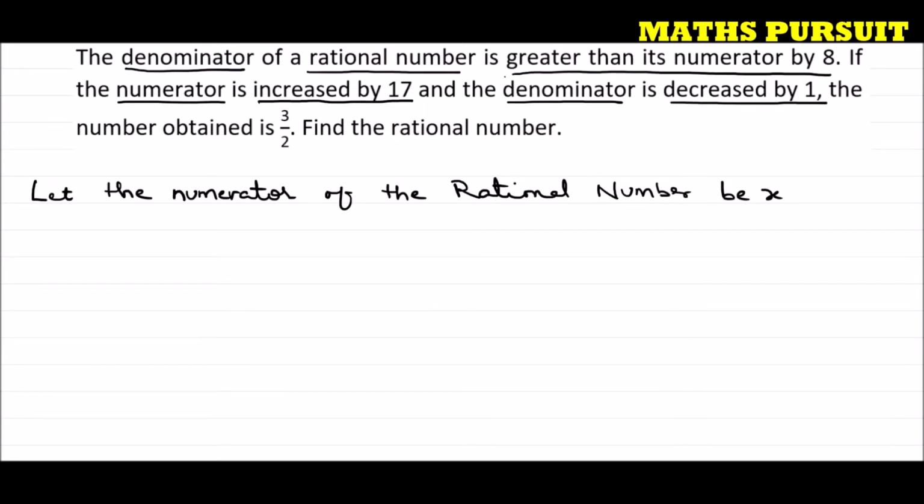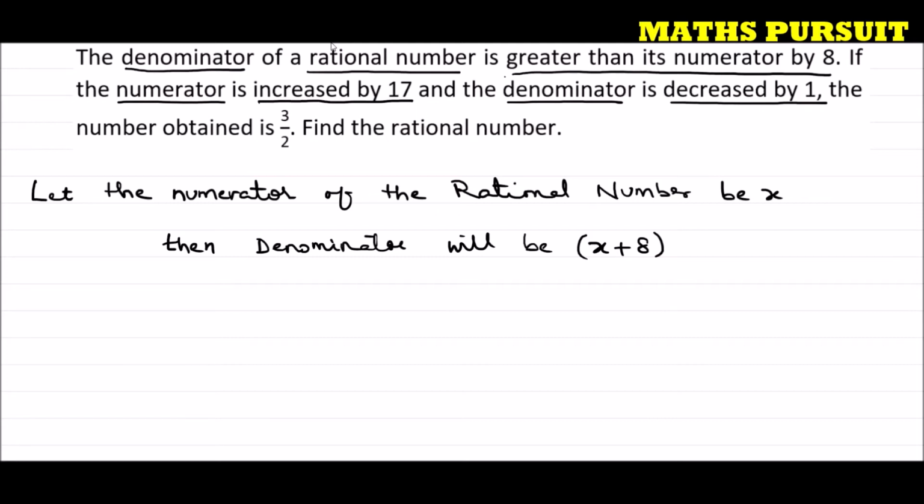Now as per the question, if the numerator of the rational number is x, then the denominator will be x plus 8, because the question is telling us the denominator of a rational number is greater than its numerator by 8. Just these are the things that we have considered from the question itself. So we have assumed the numerator to be x, and if the numerator is x, the denominator is x plus 8. This is what is given in the question.